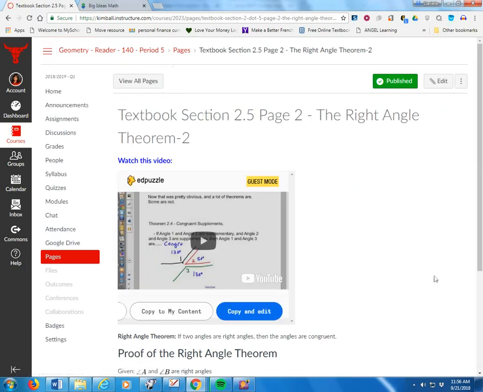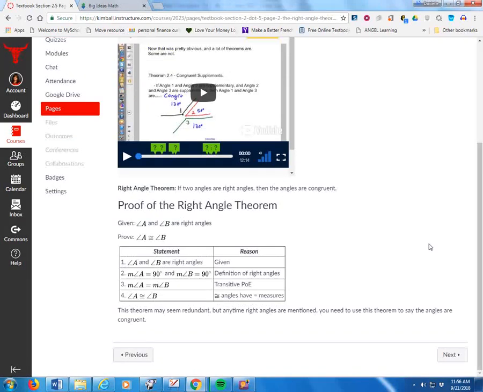Another video on page 2. But they give us the first theorem in this section that we're going to be able to use in proofs, and that's the right angle theorem. And it says if two angles are both right angles, then those two angles must be congruent. Makes sense? If two angles are both right angles, then those two angles must be congruent. They do a proof here to show that that's true using a two-column proof.